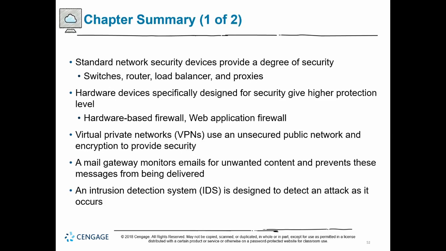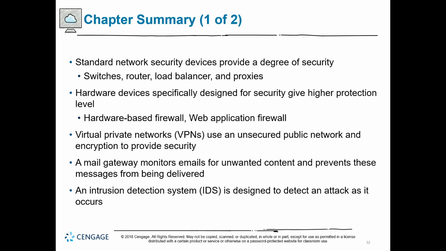So, chapter summary: standard network security devices provide a degree of security. Switches, routers, load balancers, and proxies. Hardware devices specifically designed for security give a higher protection level. Hardware-based firewalls, web application firewalls. VPNs are used for unsecured public networks and encrypt your network traffic.